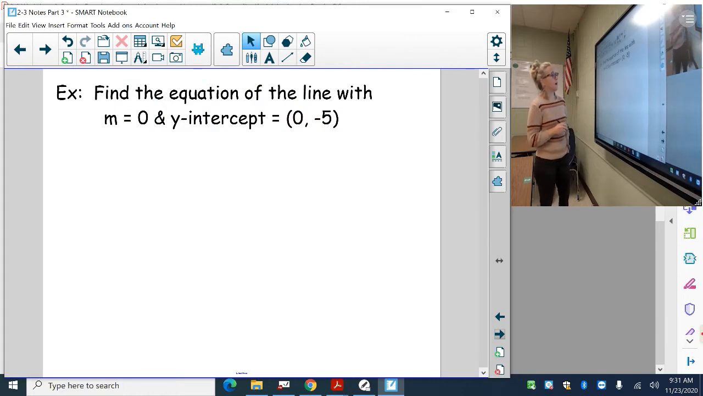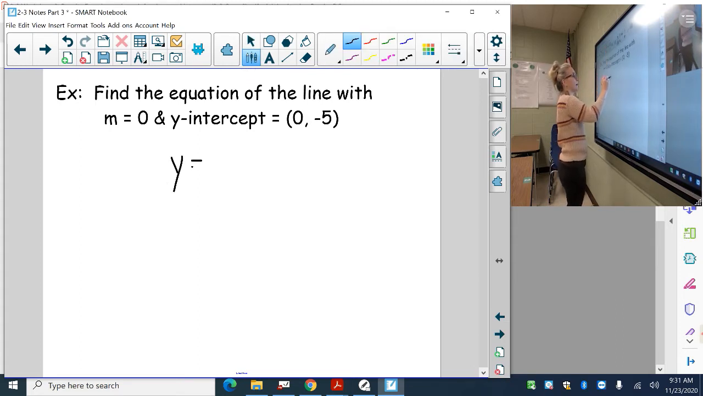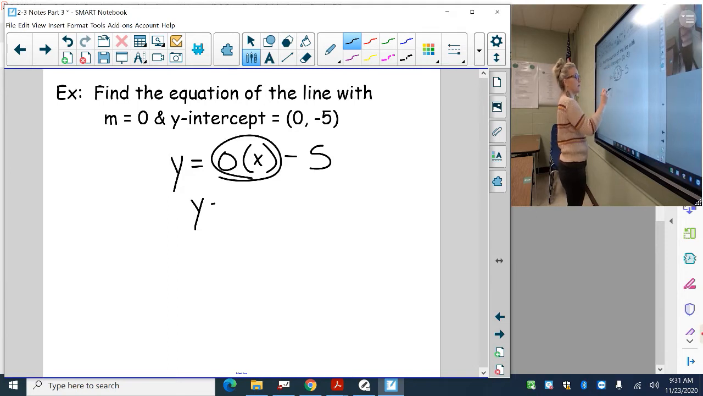Now, find the equation of a line with m equals 0 and y-intercept (0, negative 5). If you think about this, slope is 0. That means it's a horizontal line, which, if we remember, when we write the equation 0 times x minus 5, what is 0 times anything? It's just 0. So this is just y equals, this cancels out, negative 5. That's the equation of my line.